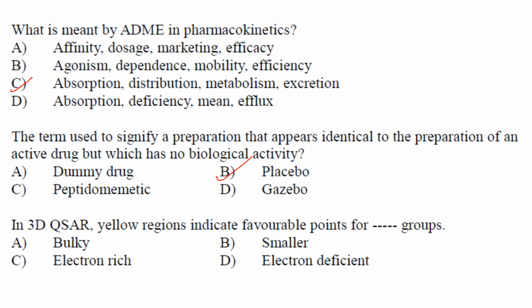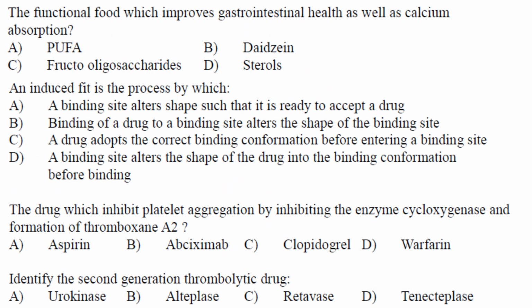Then peptidomimetic, it is a compound mimicking peptide structure and function. Then 3D QSAR, that is quantitative structure activity relationship used in drug designing. Yellow region indicates favorable points for smaller groups. Answer is option B. Next one. The functional food which improves gastrointestinal health as well as calcium absorption is fructooligosaccharides. Answer is option C.